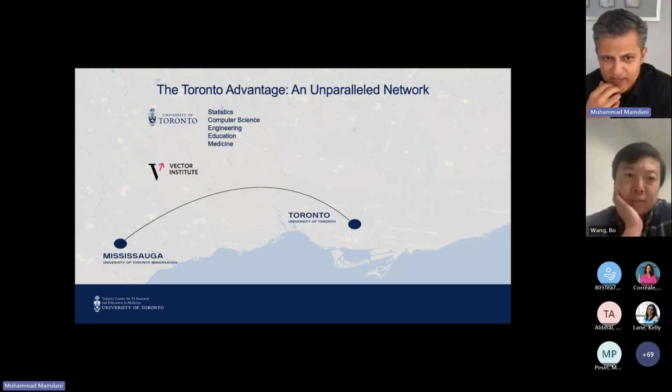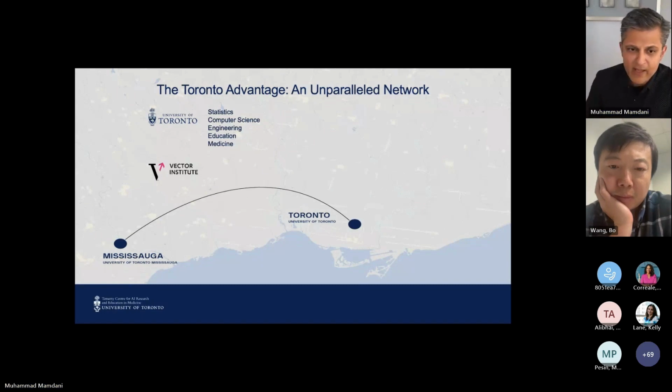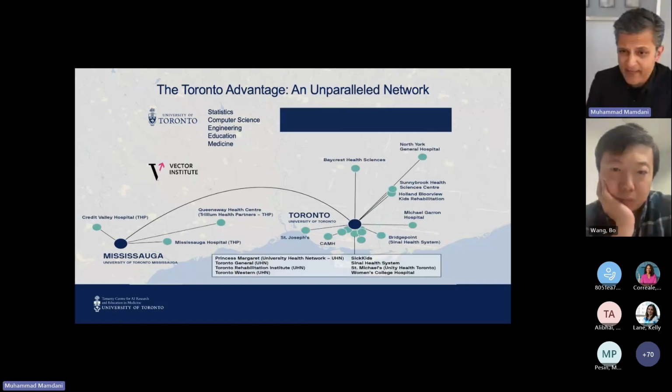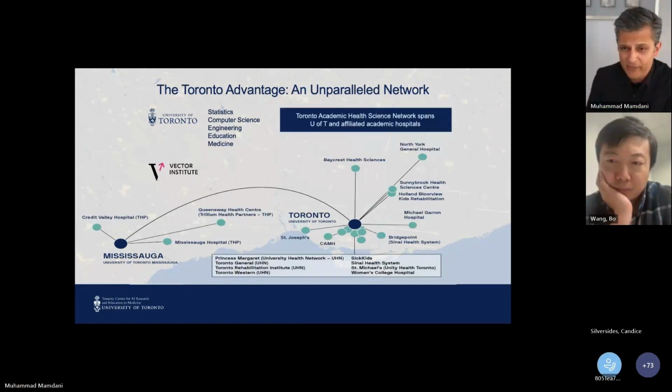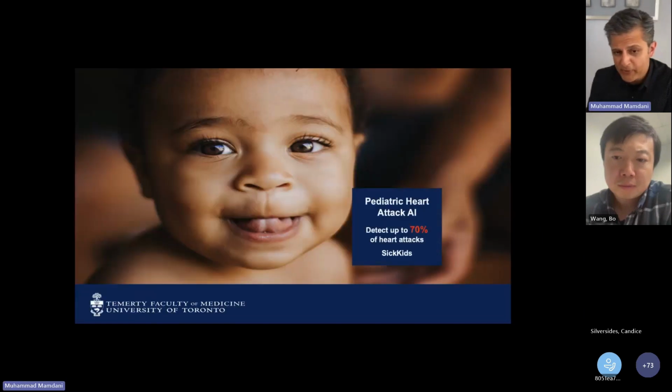Our stats program is fantastic. Engineering is exceptional. Computer science is exceptional. Education is exceptional. We also have really, really good institutes like the Vector Institute, which focuses on artificial intelligence. And we have this really fantastic ecosystem of the Toronto Academic Health Science Network that encompasses numerous hospitals across the greater Toronto area, which provides a really rich clinical environment for AI. There are lots of examples of work that people do.